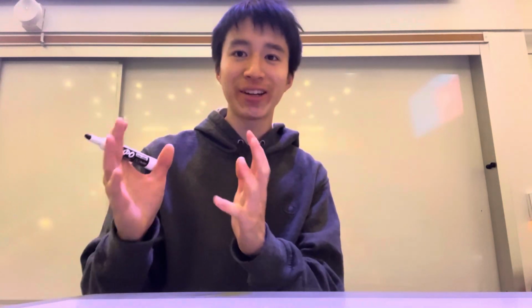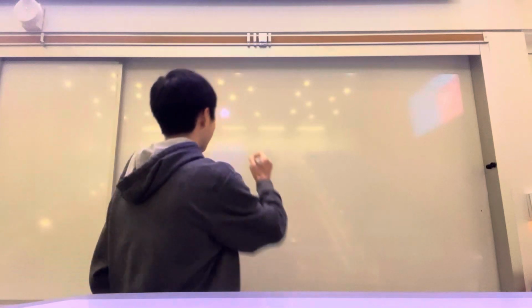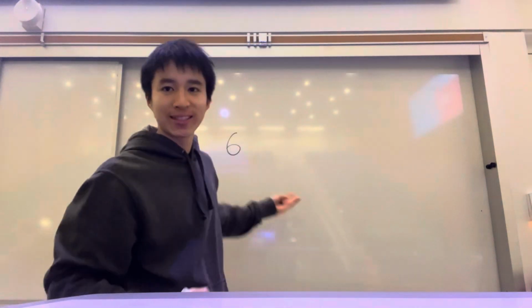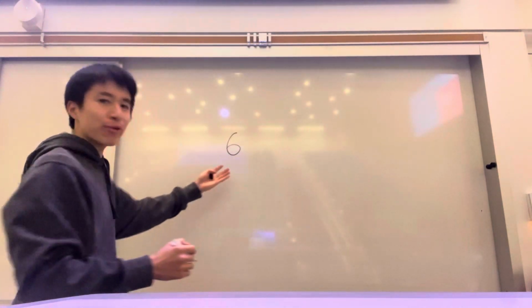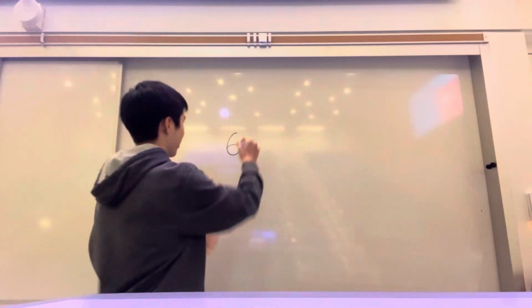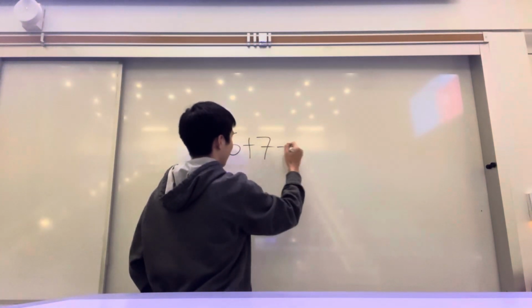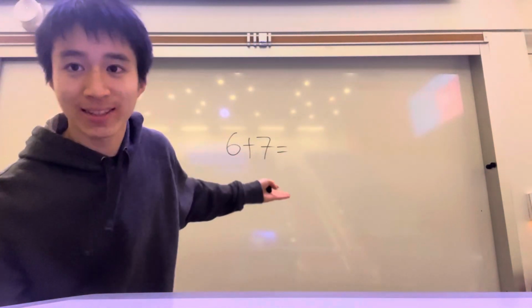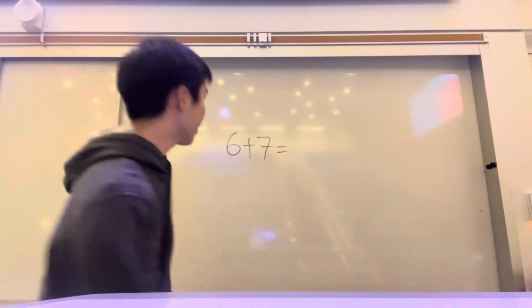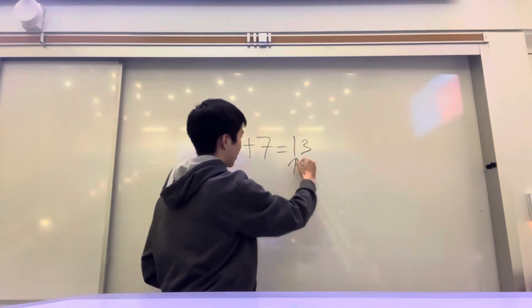Today we're going to talk about why the sum of an even and an odd number is odd. So let me show you what I mean. Let's think of an even number, say 6. 6 is an even number, right? But what if we add it with an odd number like 7? 6 plus 7 is 13. And notice how 13 is an odd number.